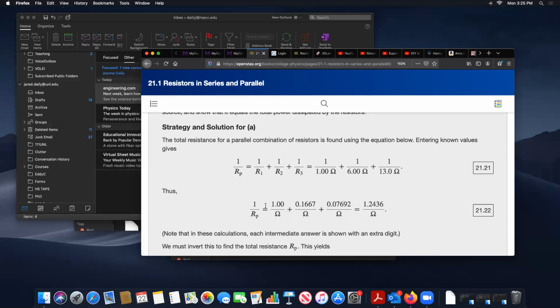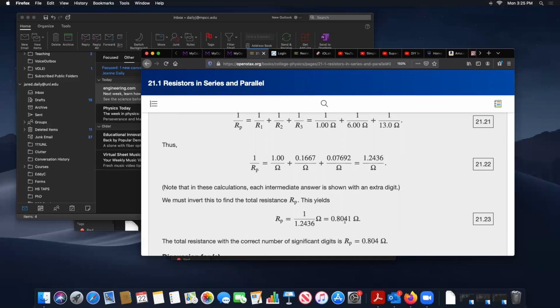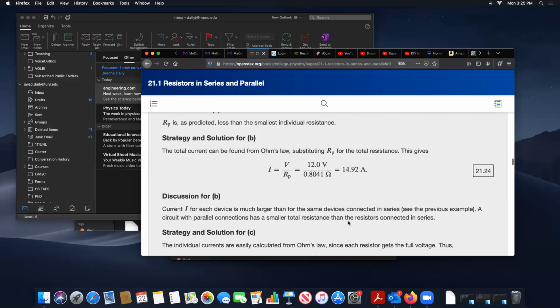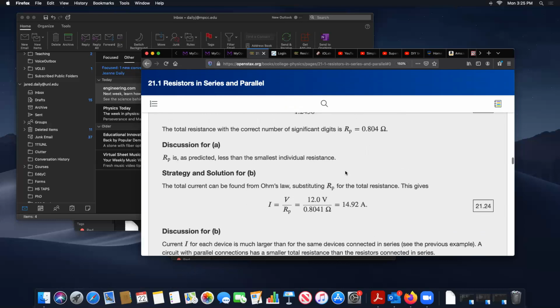When we take the inverse of that, 1 over this number, in other words, then we get the actual resistance of those 3 resistors combined in parallel of 0.8041, which is smaller than the smallest resistance, which was 1. And so we get a total resistance that's smaller, and then you can plug that resistance into Ohm's law right here with the voltage of 12 volts and calculate the current.